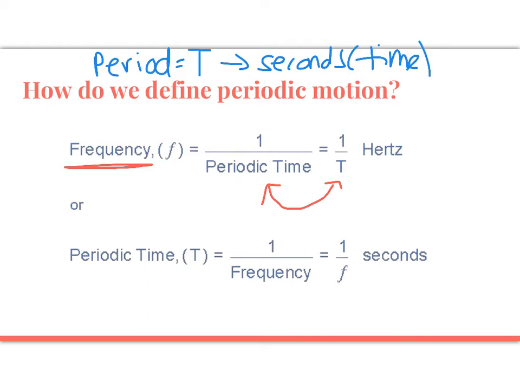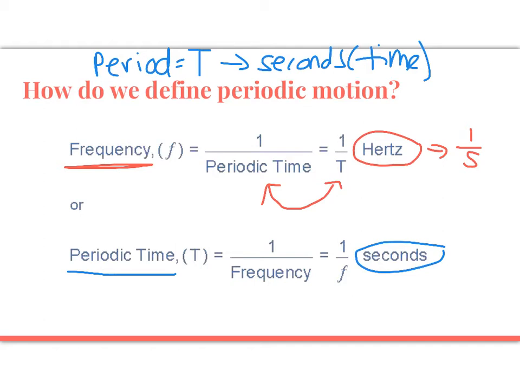So if we go back to frequency, frequency is 1 over period, or 1 over big T. The unit we use for this is hertz, which is also 1 over seconds. Now the period is also very important, and this has an inverse relationship with frequency. So the period is 1 over frequency, or 1 over f seconds. So it's important to remember that when we're talking about period or periodic time, it's actually just a time unit.